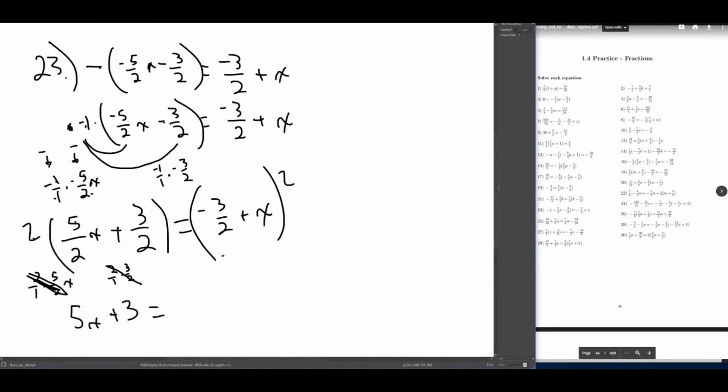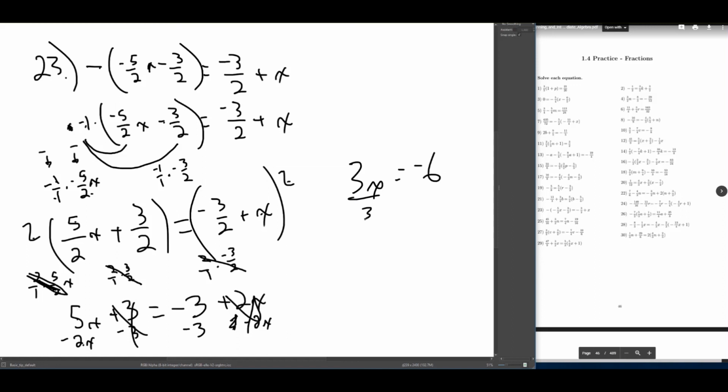equals negative 3 over 2 times 2 over 1. You cross divide, you're left with minus 3. And 2 times x equals 2x. So let's get rid of the variables. I'm going to move the x's to the left side. So I will do minus 2x here, minus 2x here. This eliminates. And I'm going to do minus 3 on this side, minus 3 on this side. This one eliminates. So I'm left with 5x minus 2x equals 3x equals minus 3 minus 3, equals minus 6.